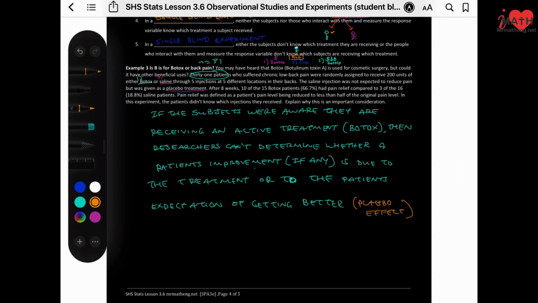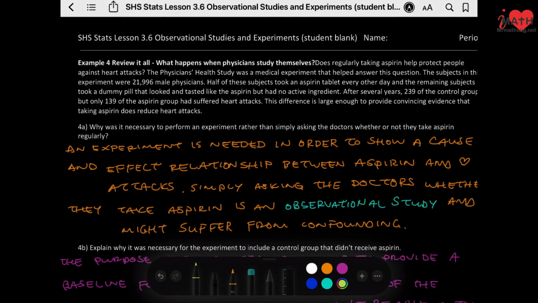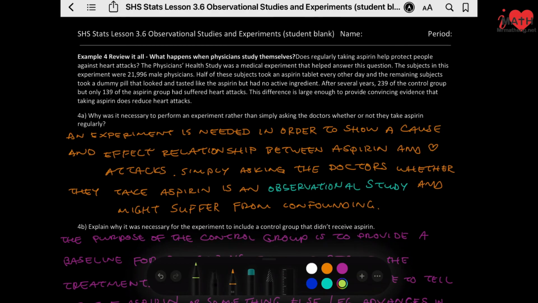Okay, go ahead and try the next page, example number 4, and then press play when you're ready to see the answers. Example number 4, let's review it all. What happens when physicians study themselves? Does regularly taking aspirin help protect people against heart attacks? The physician's health study was a medical experiment that helped answer this question. The subjects in this experiment were 21,996 male physicians. Half these subjects took an aspirin tablet every other day, and the remaining subjects took a dummy pill that looked and tasted like aspirin but had no active ingredient.